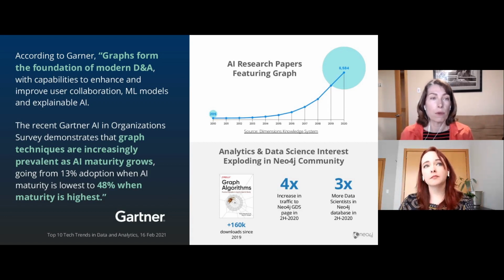But what we didn't realize when we looked at our own community is that it's also exploding in interest within the Neo4j community. The Graph Algorithms book we put out not quite 2 years ago has already exceeded 160,000 downloads. So a lot of interest from you folks that are joining. We've also looked at the traffic on the Graph Data Science web pages and the data scientists in our database. In the second half of 2020, traffic on our website for the data science area increased 4 times, and there was a 3 times increase for actual data scientists in our database.